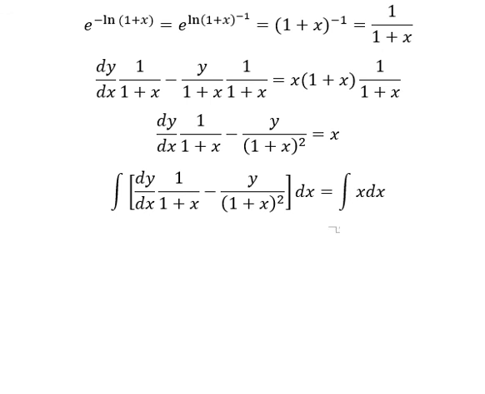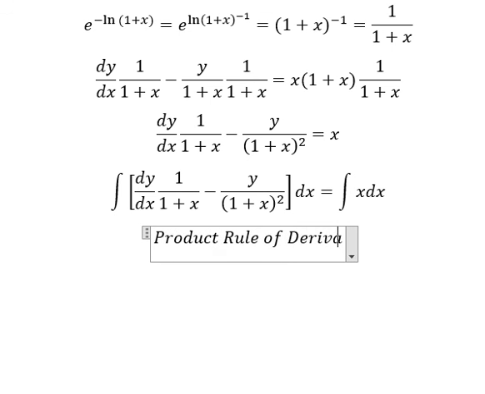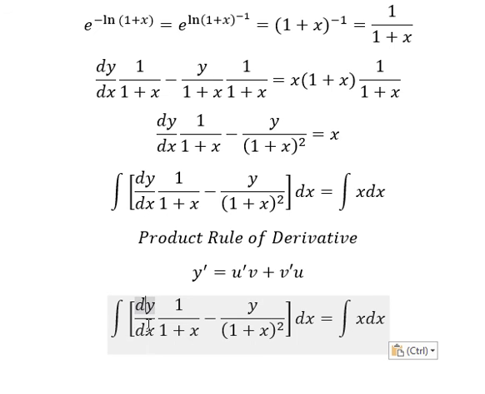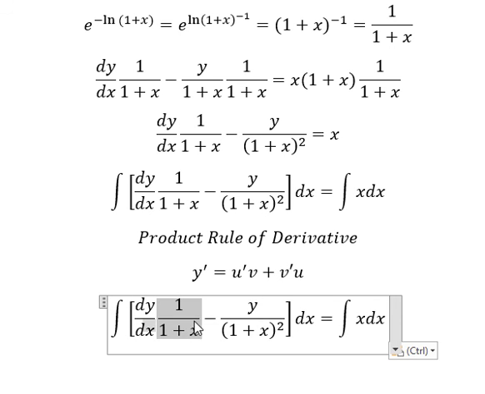Now, we can apply the product rule of derivative. So we have the first derivative of y equals the first derivative of u multiplied by v plus the first derivative of v multiplied by u. So if I look carefully at this one, we see that this is the first derivative of u multiplied by v.